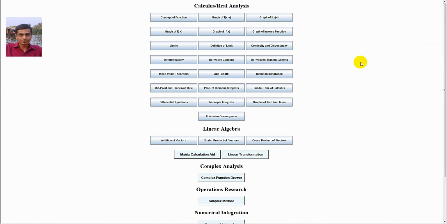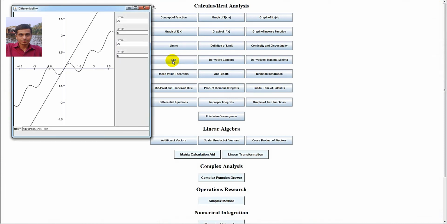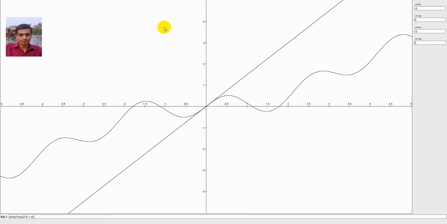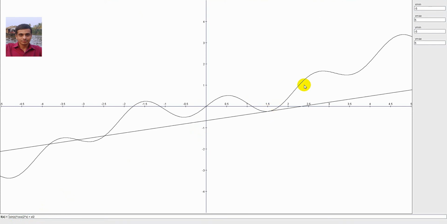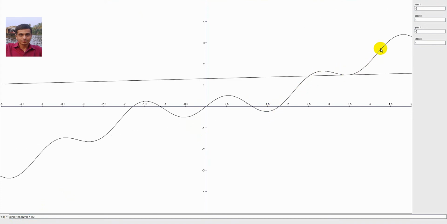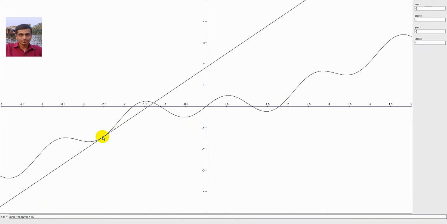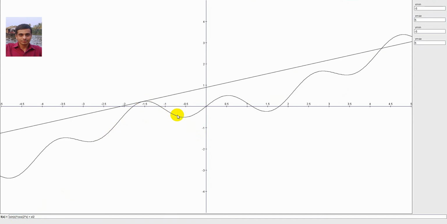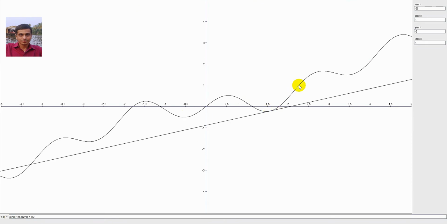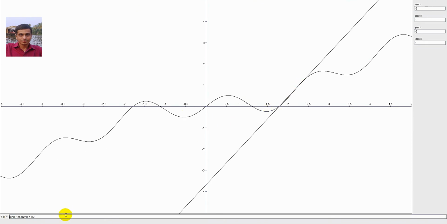Now let us understand differentiability graphically. Here I have plotted the function sin x into cos 2x plus x by 2. Graphically, when a function is differentiable, we can draw a tangent. As you can see, at whatever point I click, a tangent gets drawn. Hence, this function is differentiable.